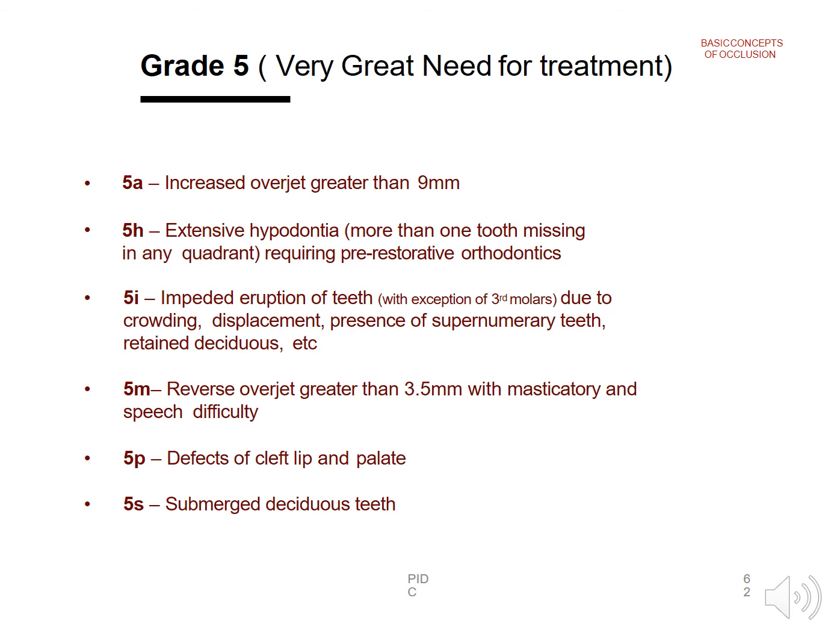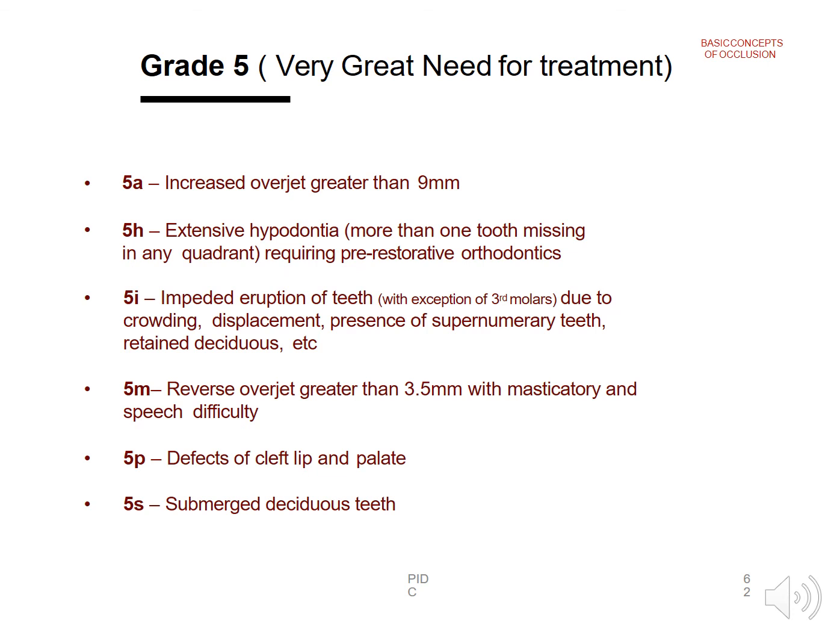So we also have 5M, which is reverse overjet greater than 3.5 mm with masticatory and speech difficulty. So just now 4M is lesser than 3.5 mm. 5M is reverse overjet greater than 3.5 mm. Okay, 5P. 5P is very special. Once you see a patient with a cleft lip and palate, definitely it is 5P. Another one is 5S, submerged deciduous teeth. So this is very special. When you see submerged deciduous teeth, it is definitely 5S.